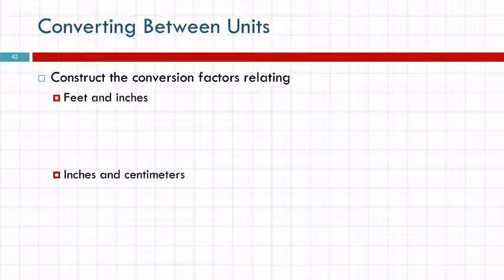So let's construct a couple of conversion factors. Let's relate feet and inches. I almost said finches and eats. Okay, feet and inches. So the conversion factor is 1 unit over the other. And so there's a couple different ways to think about it. Let's just start out this way. What is the relationship between feet and inches? 12 inches is a foot. So 12 inches equals 1 foot.